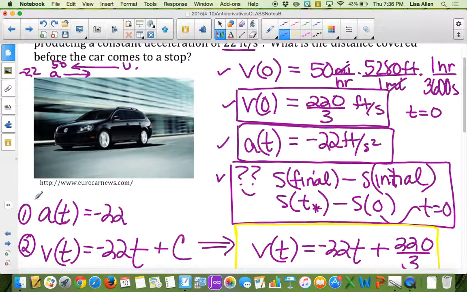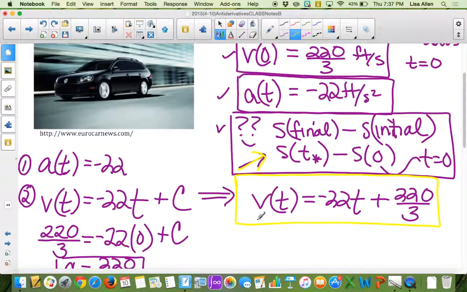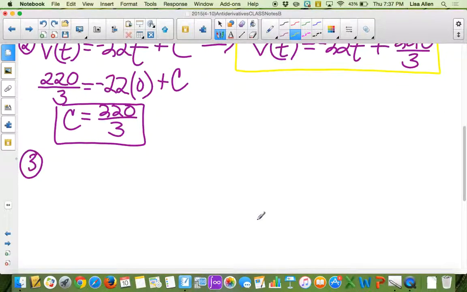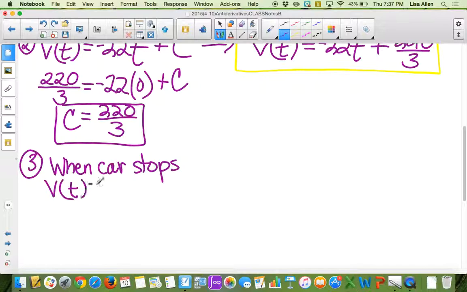If you noticed in my "what do I need to know" box here, I want to know what is the distance traveled. I don't have the time, but I do know something about this. I know that when the car stops, V is equal to 0. V of t is equal to 0. So when the car stops, V of t is equal to 0.